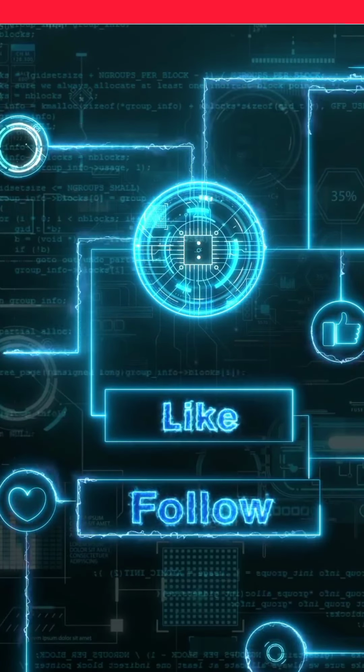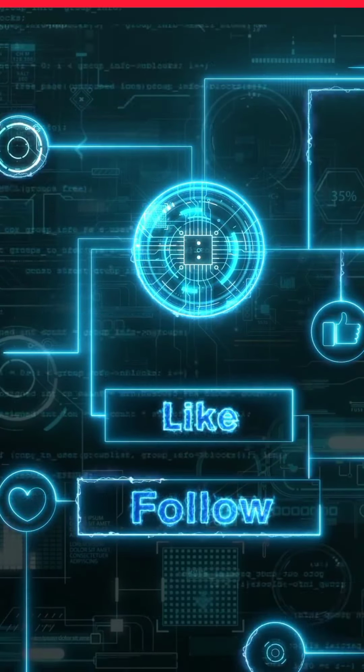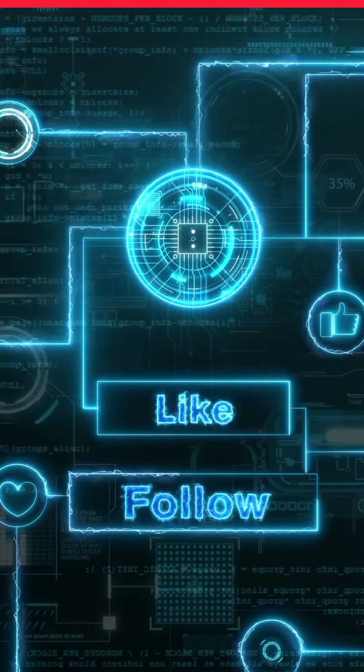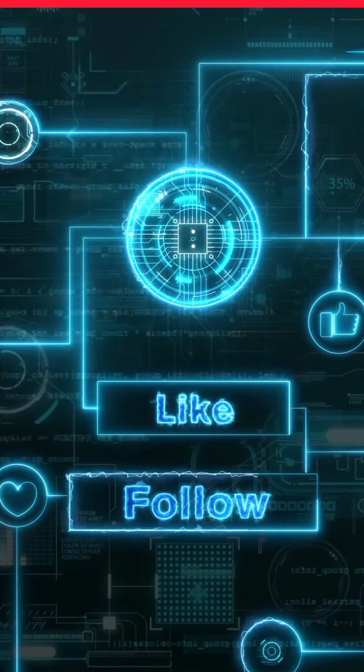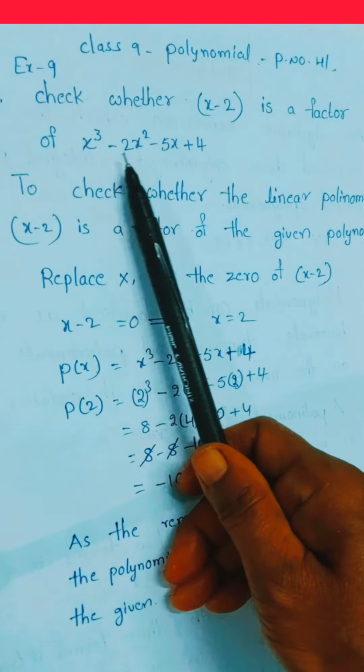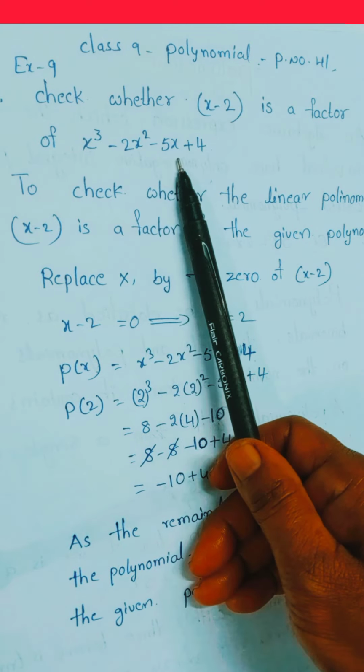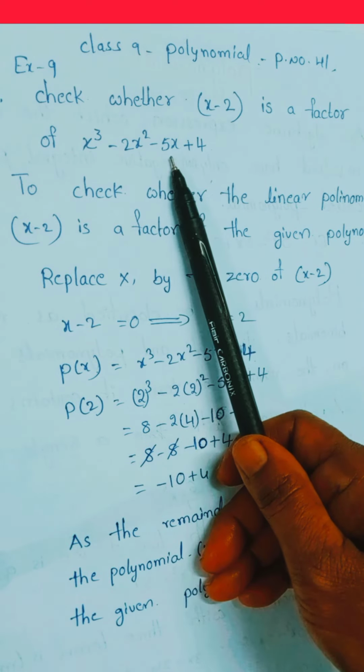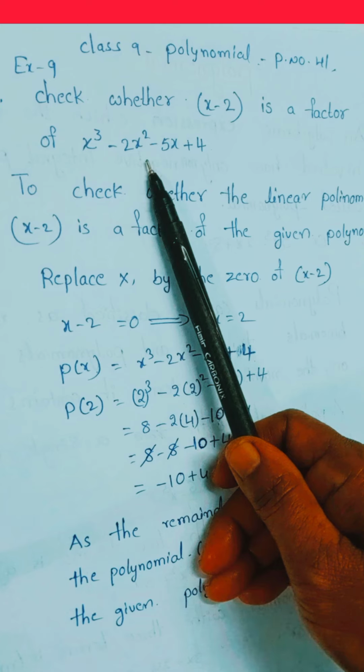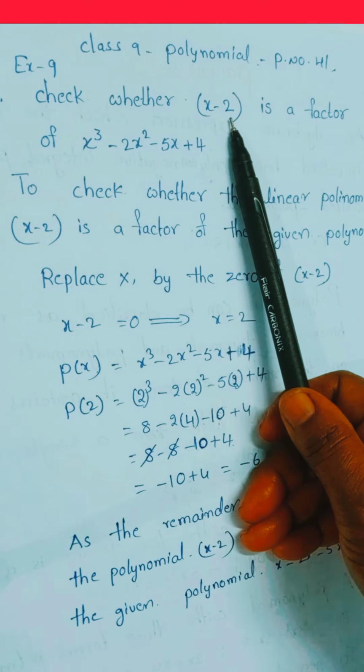Class 9 Polynomial, page number 41. Example 9. Check whether x minus 2 is a factor of x cube minus 2x square minus 5x plus 4. This is the question. This is the polynomial. Is x minus 2 a factor or not?